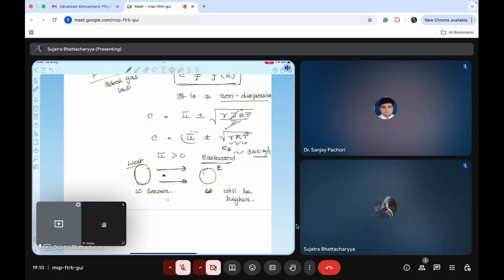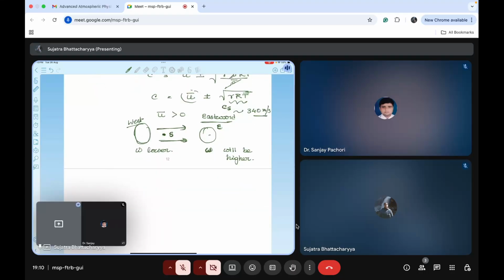Suppose this is your source, and if you are standing here, you will get more of the sound waves, whereas on the opposite side, if you stand, you will get a lesser sound frequency. So these are a couple of things. In that way, the base winds may matter.